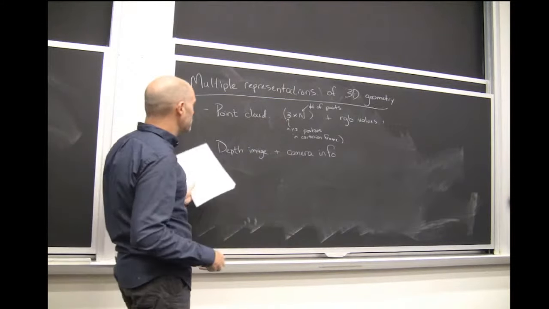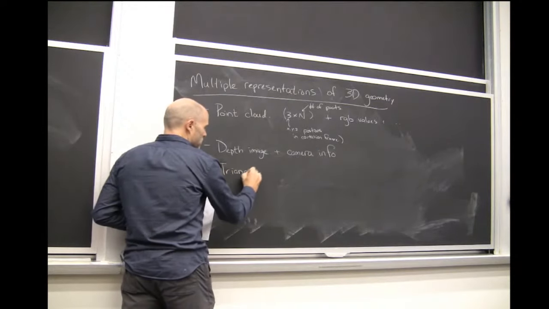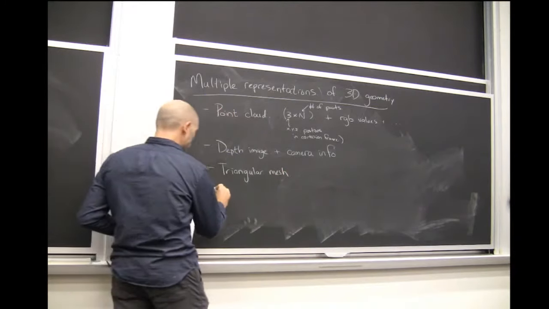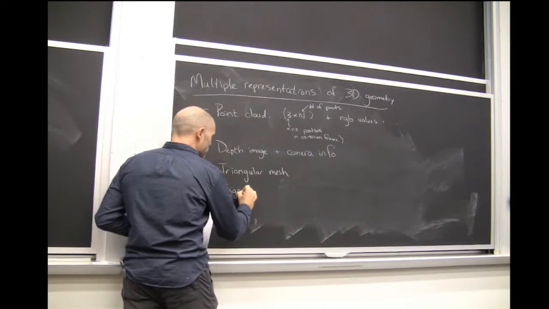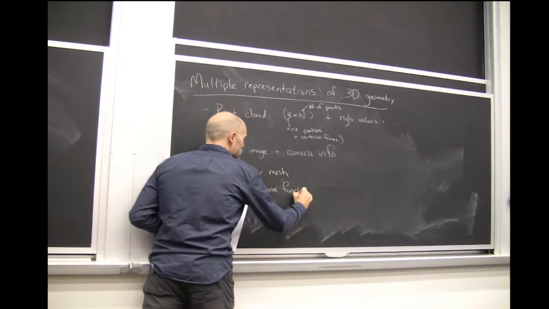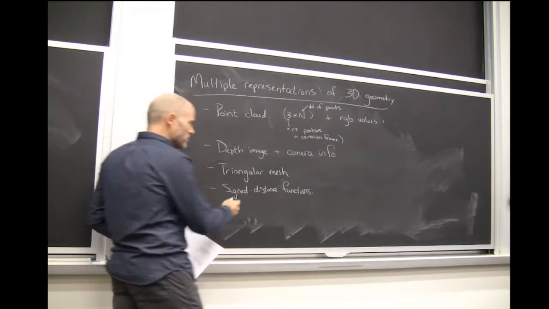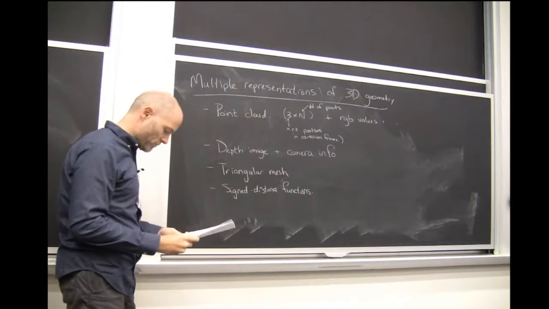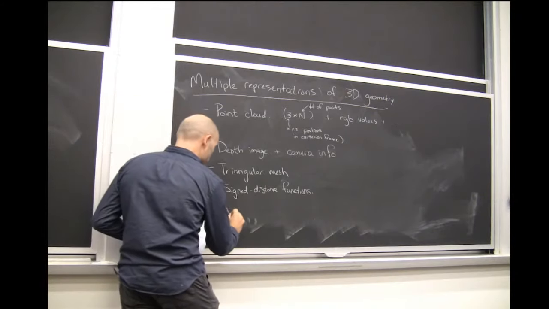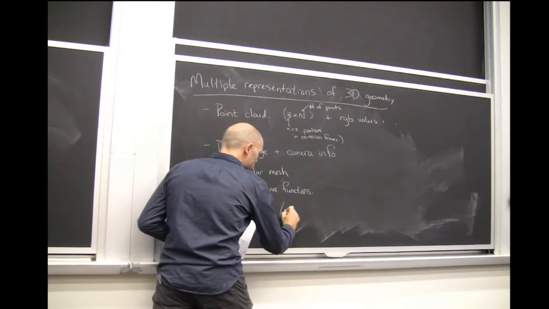There are other representations of 3D geometry too. I mean, you can do triangular meshes. Some of you will have heard of signed distance representations. This has led to things like NeRF, which I will say more carefully later. Voxel grids are another one, or occupancy grids.